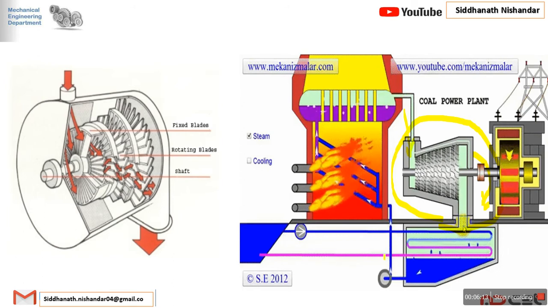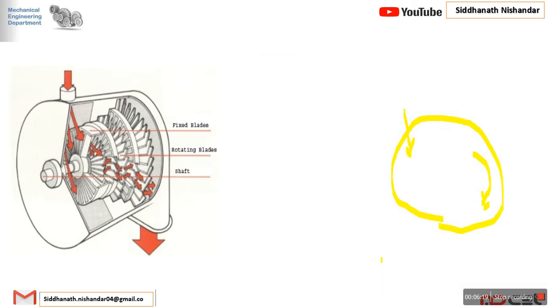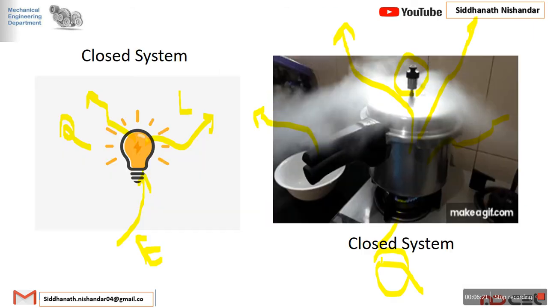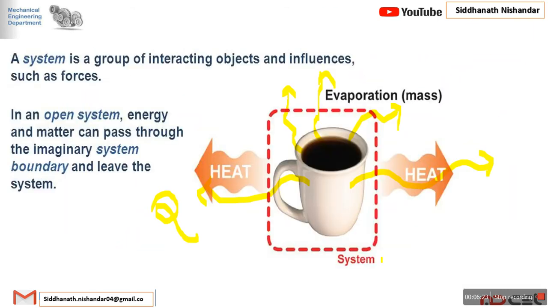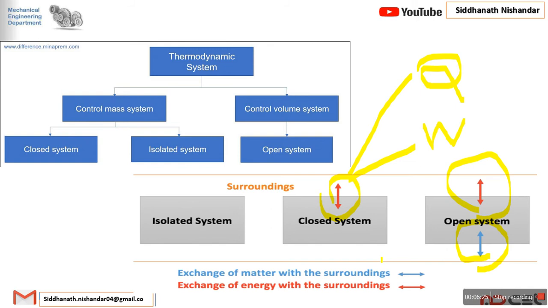Okay, I also discuss that these open systems are also called a control volume system. Why it is called a control volume is very important. We see here the control volume system is the open system, and control mass is called an isolated and closed system. Under control mass, the system is classified as closed and isolated. Under control volume is the open system.